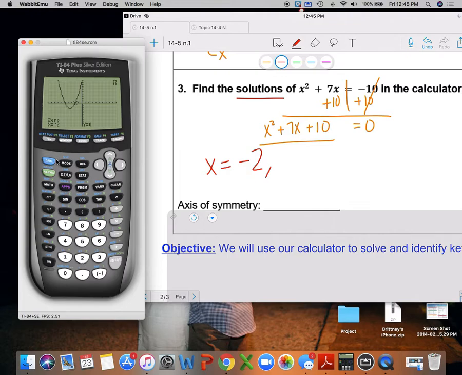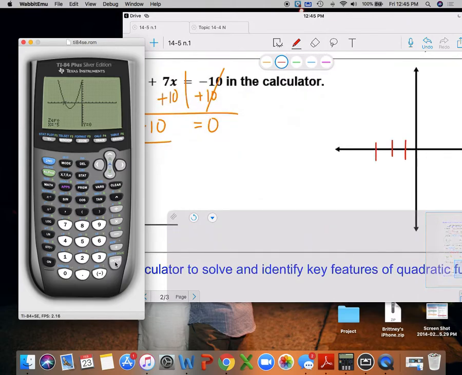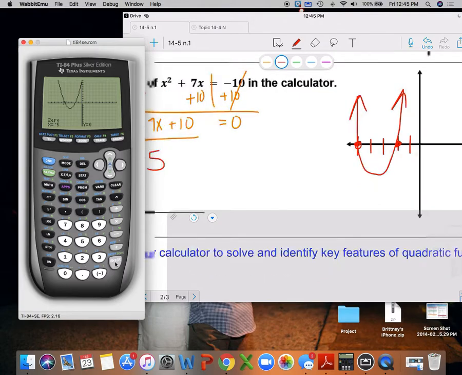Let's go find the other one. Second trace, zero, scooch to the other one. Left bound, so I click left 3 times, 1, 2, 3, and enter. Right bound, so I go right 1, 2, 3, 4, 5, 6, and click enter 2 times. So my second zero is at -5. Because this one's not very big, I can draw some tick marks and do a rough sketch with some ticks. That's a little more accurate.